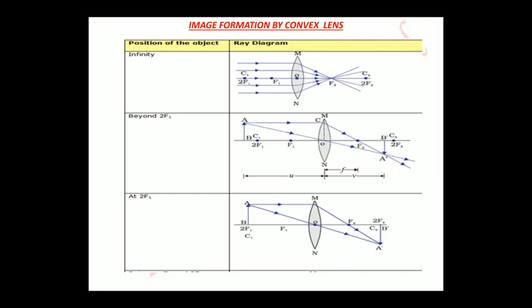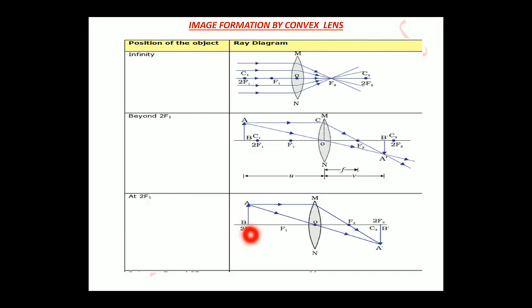and that image is A dash B dash. This image falls between focus and 2f. As you can see in the ray diagram, this image is shorter than the object. So the characteristics of the image will be: position between f and 2f, size shorter than object, nature real and inverted. The third position is at 2f.